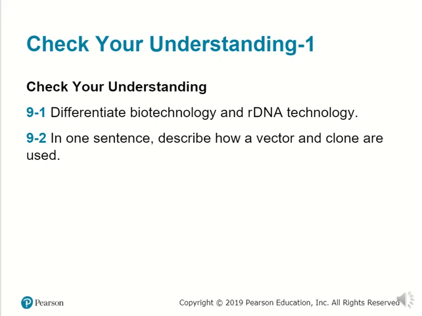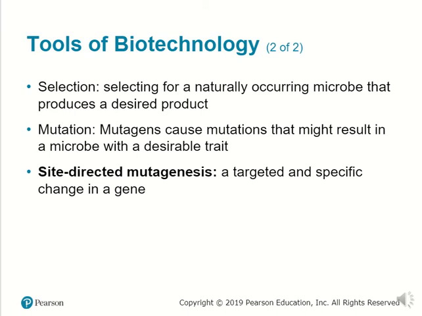All right, tools in biotechnology. Well, there is selection, which is used for selecting for a naturally occurring microbe that produces a desired product. There is using biotechnology to produce a mutation, where mutagens cause mutations that might result in a microbe with a desirable trait, and also site-directed mutagenesis, which involves a targeted and specific change in a gene.